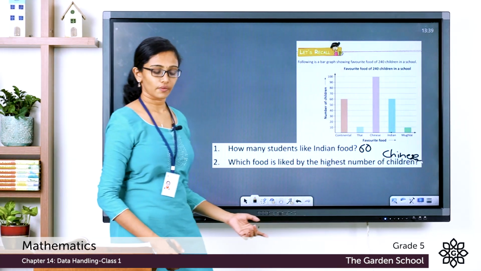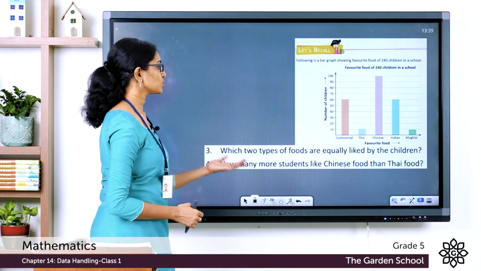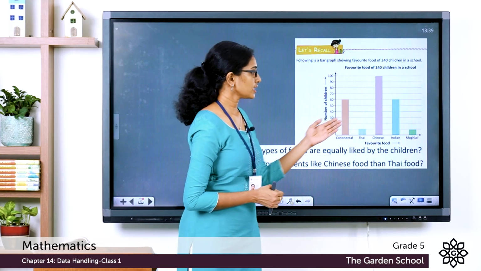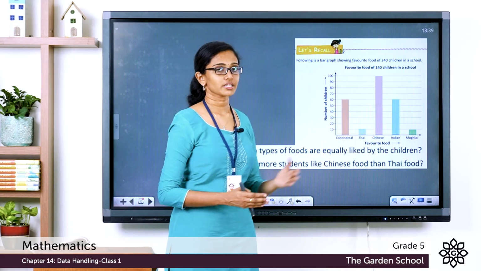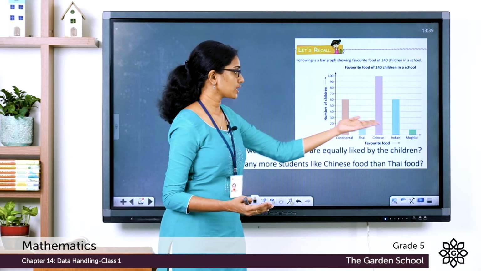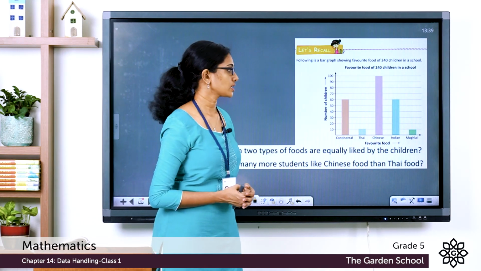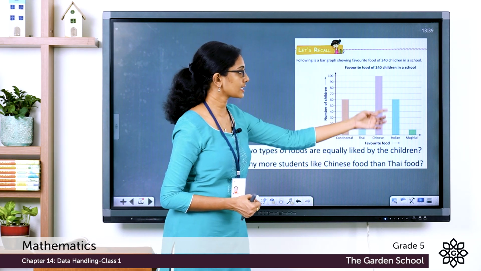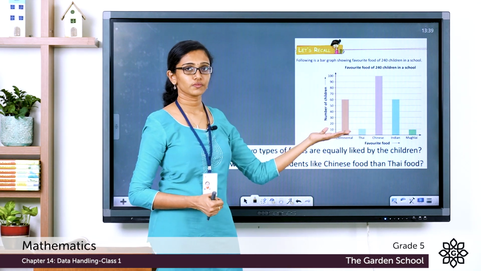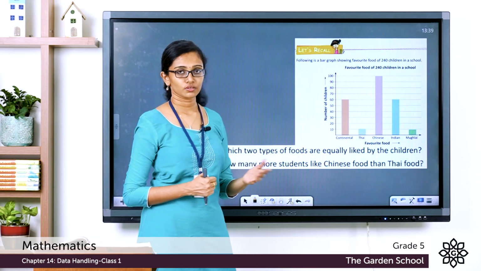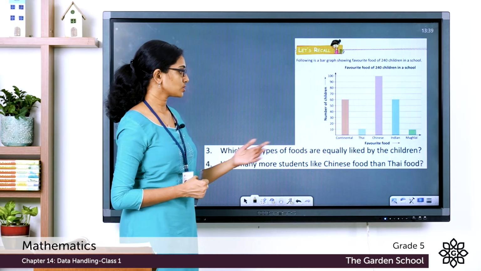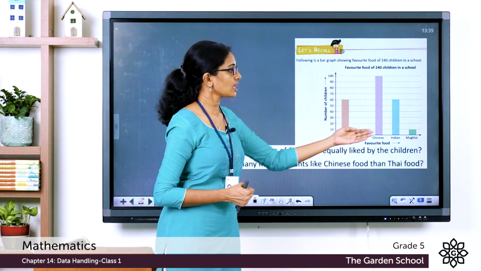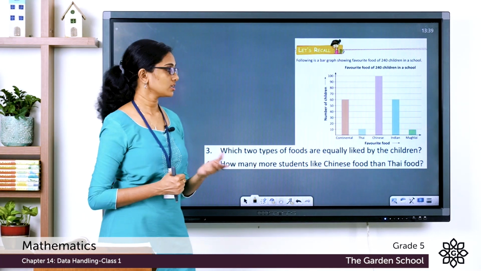Now let's see the next question. Next one is, which two types of foods are equally liked by the children? Here you can see two rectangular bars are of the same height, which means those are equally liked by the children. Which are those foods? Continental and Indian, both of which correspond to 60 students or 60 children. So which two types of foods are equally liked by the children? Those are Continental and Indian. You may write that in your textbook.